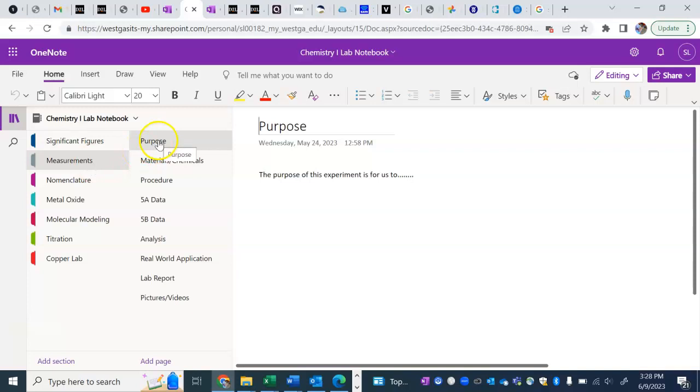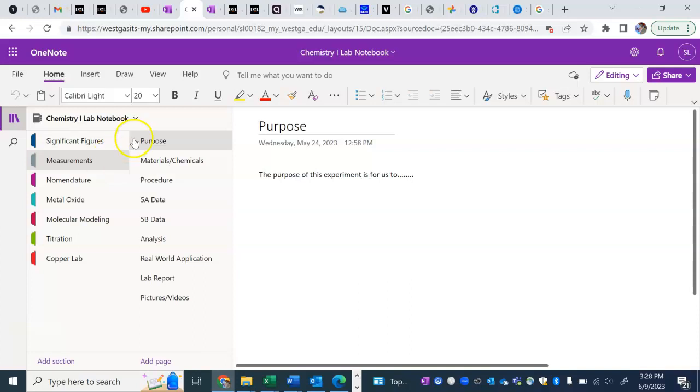Okay, so we have measurements. This is what was already due, the lab that we did this week. You can use this to baseline what you're going to do your metal oxide on, because nomenclature is going to be a dry lab.